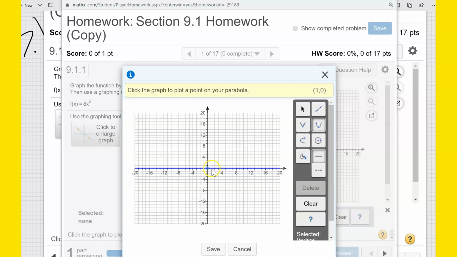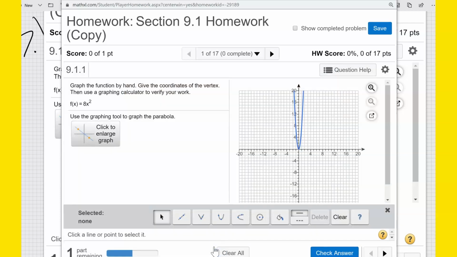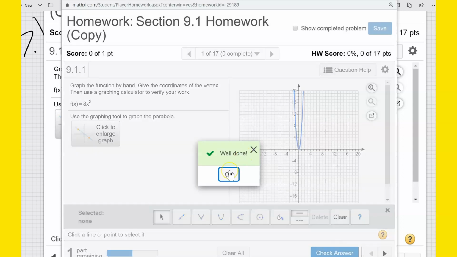I go over 1 and up 1, 2, 3, 4, 5, 6, 7, 8. And notice it already put the whole curve on there. All I had to do was put that vertex and then one extra point, and it graphed the whole parabola for me. That's all you have to do. It's easy on Math Excel. Once you do that, click Save, click Check Answer, and it's over.